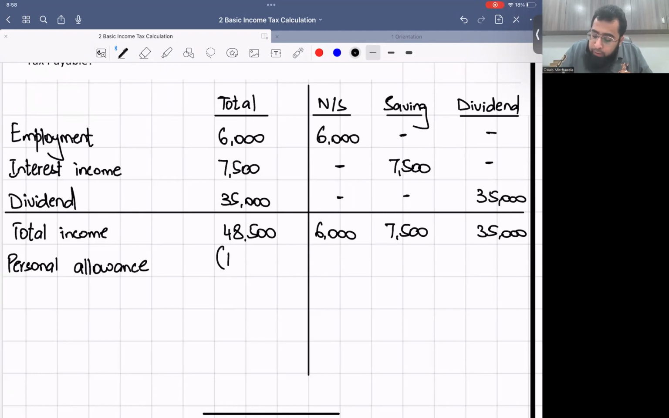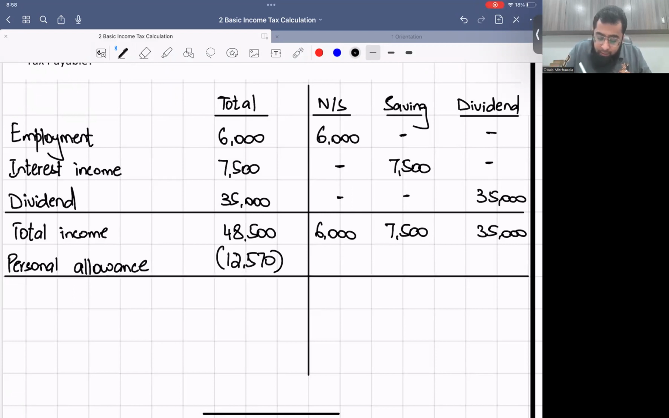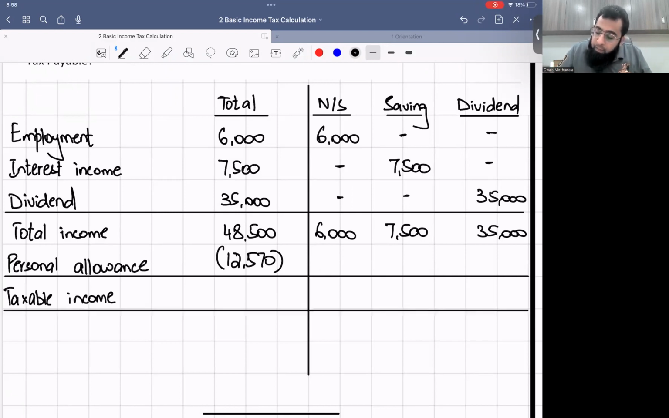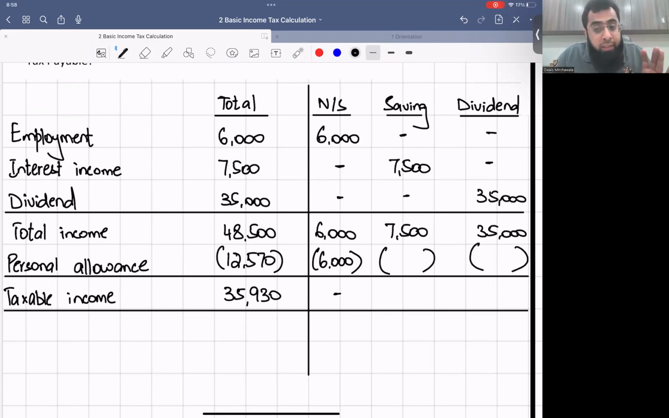Now, I want you all to concentrate on it. We'll adjust the personal allowance from the income heads to arrive at the value of taxable income. Okay? Now, first of all, we will adjust the non-saving, then saving, and then dividend. But you need to look at it carefully. Now, if you look at it, my taxable income is 35,930. I've adjusted the personal allowance of 6,000 against non-saving. Now I will adjust it against saving, and if any amount is left, I'll go for dividend.